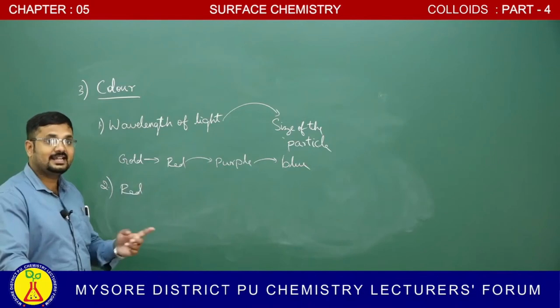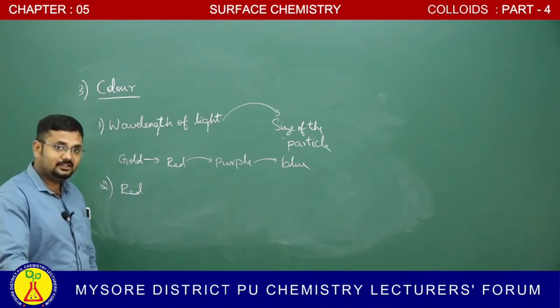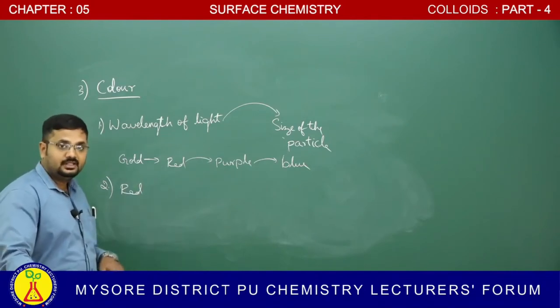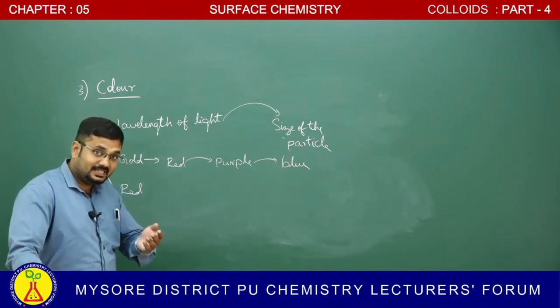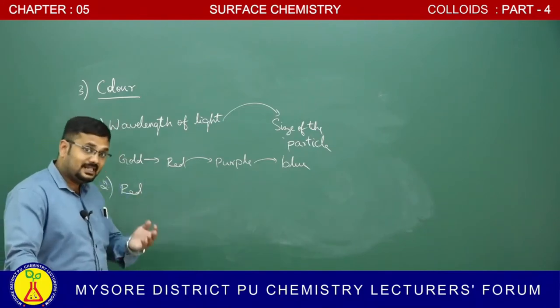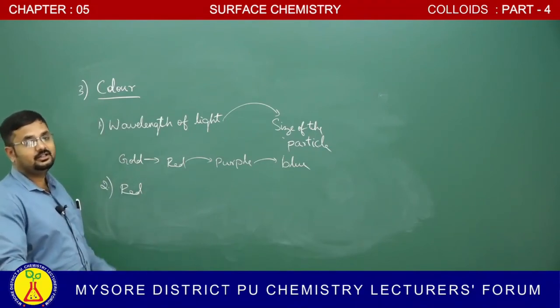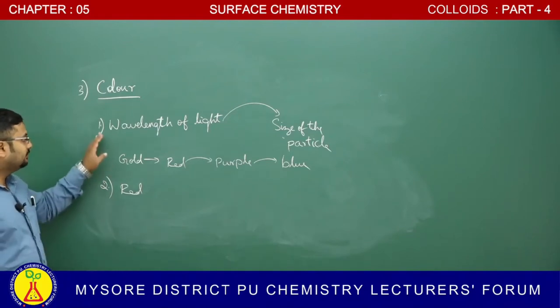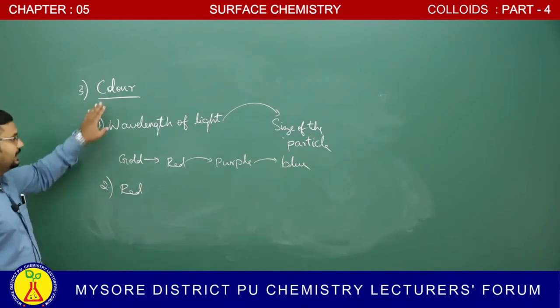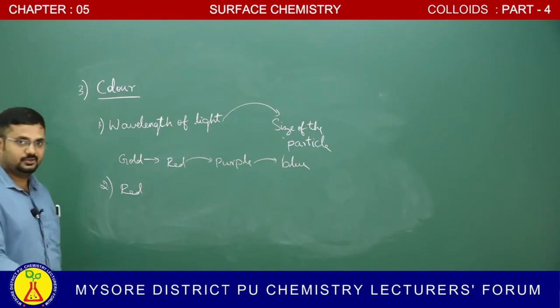So, if the light is transmitted, the color is red. If you look at reflected light, it is blue, but if you look at transmitted light, the color will be red. So how you receive the light also matters. These are the two most important points for the color of the colloidal solution.